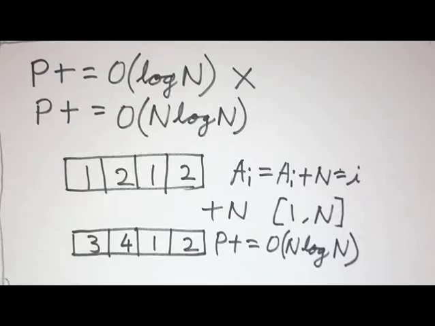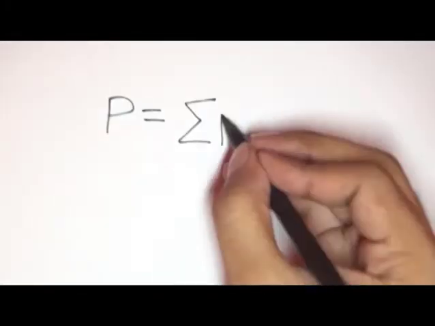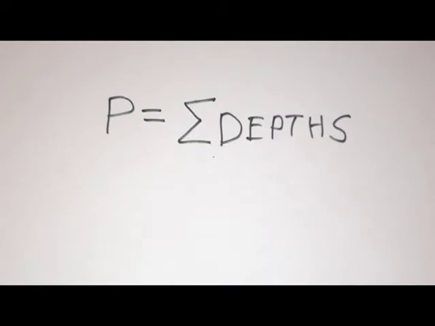How do we solve this problem? Take your time, give it some thought, think about redefining the potential variable completely. We redefine the potential variable as being the sum of depths of all marks.